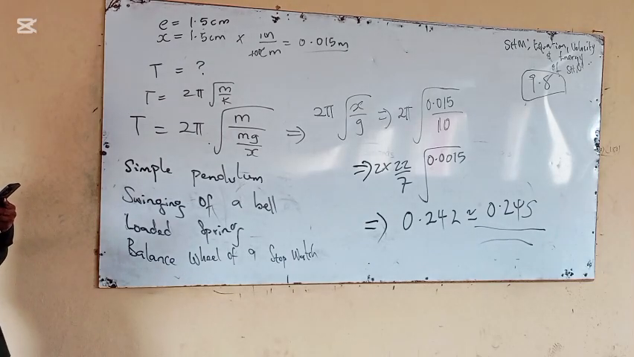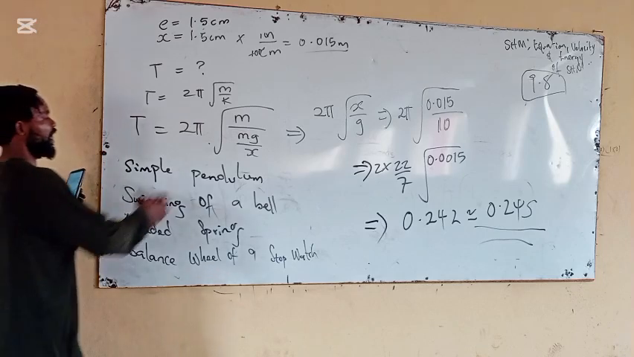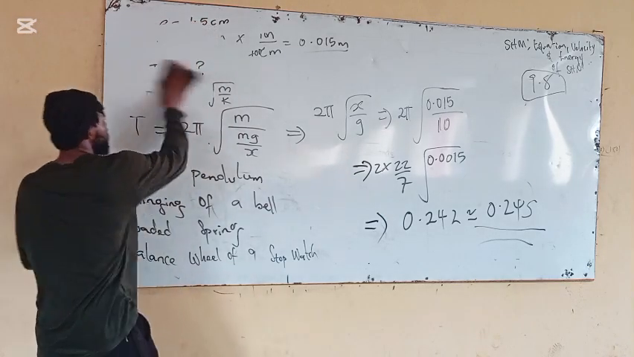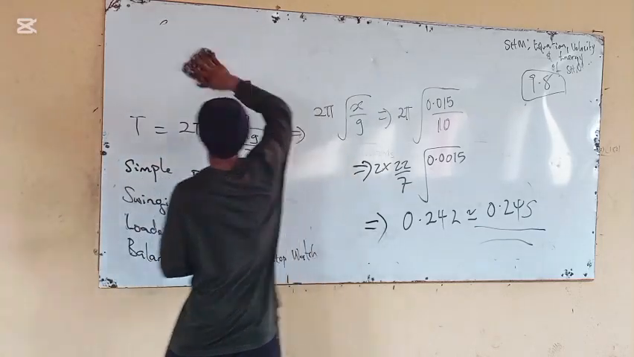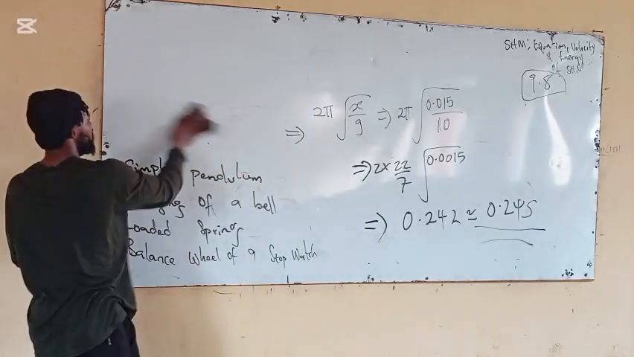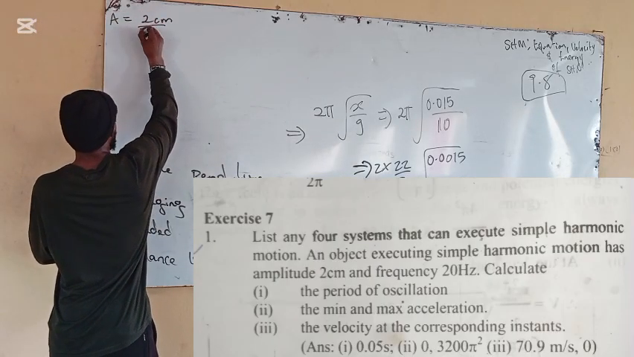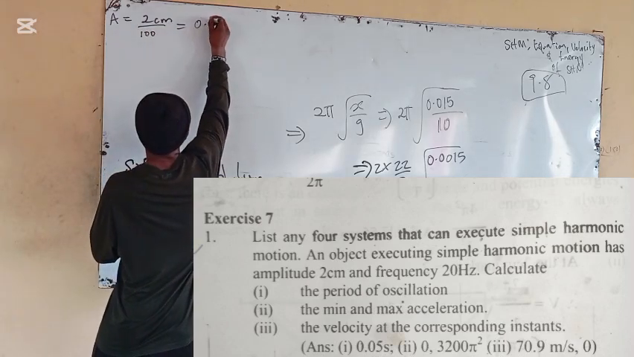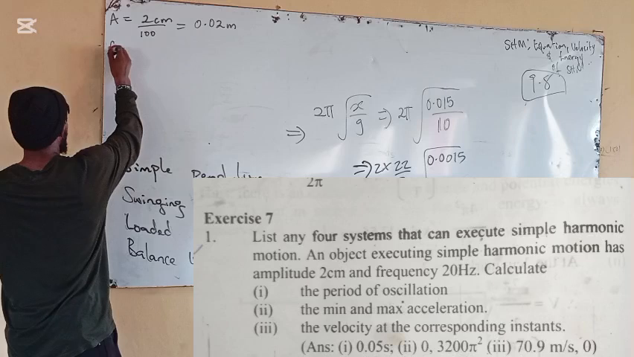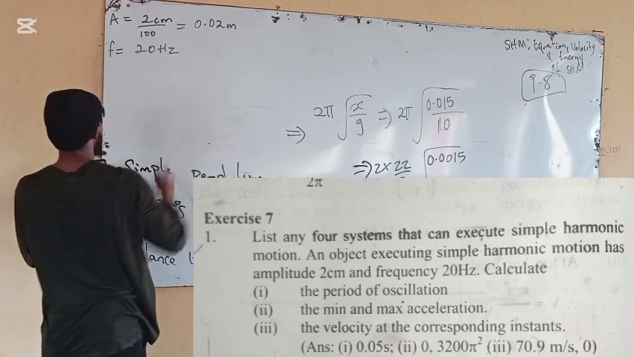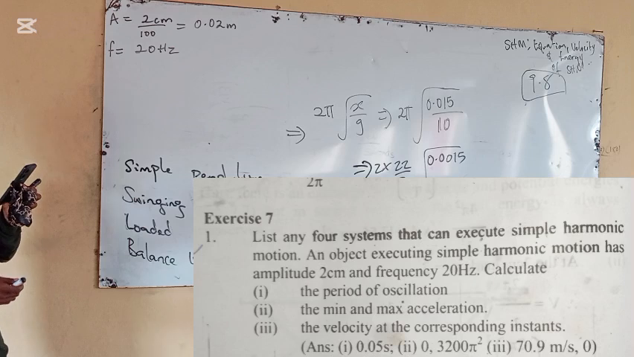Okay, so the next one says an object executing simple harmonic motion has amplitude 2 centimeters and frequency 20 hertz. An object executing simple harmonic motion has amplitude A equals 2 centimeters, and frequency equals 20 hertz. So now they're asking for the period of oscillation.